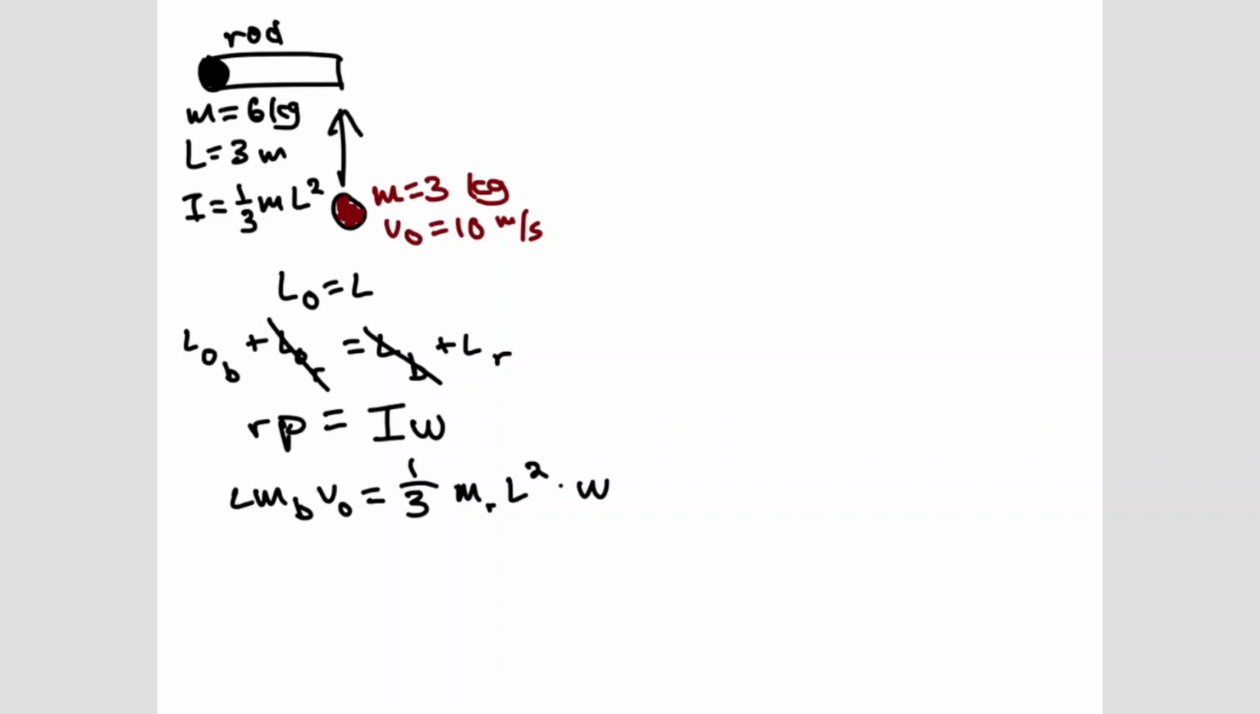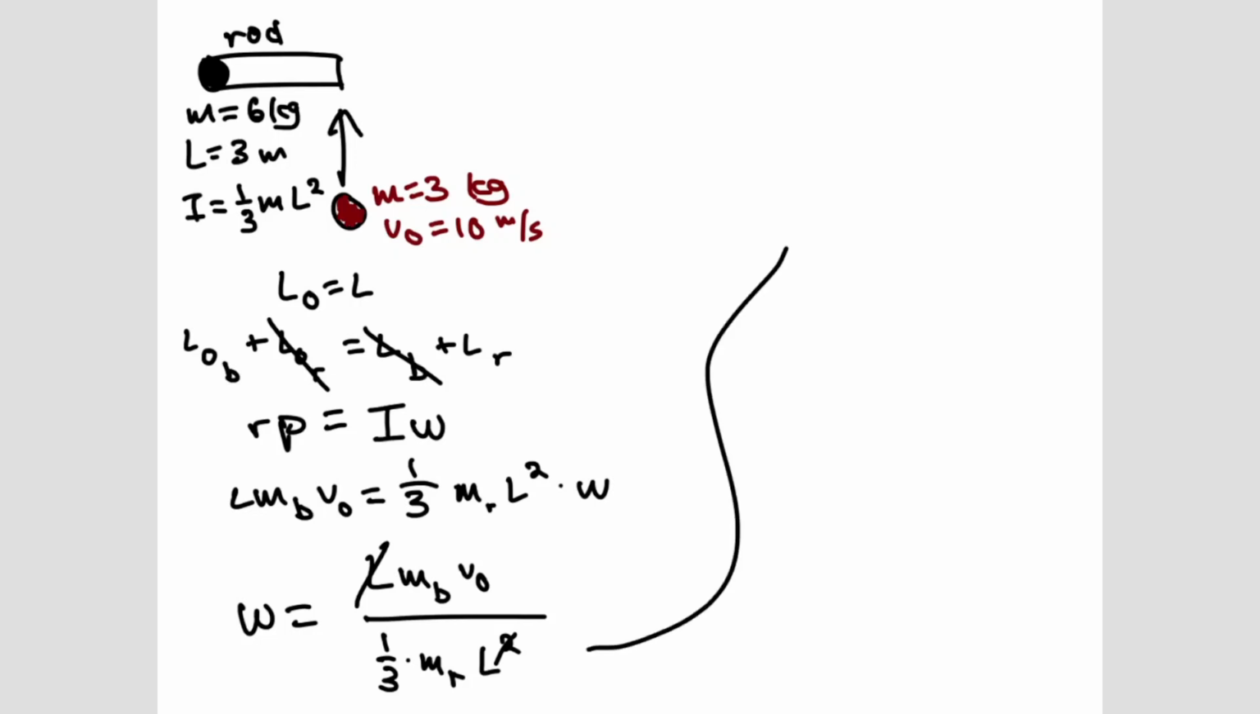Now I'm going to rearrange this equation to solve for omega. Omega is equal to L times the mass of the ball times the initial velocity, divided by 1/3 times the mass of the rod times L squared. In this case, the L on top and the square cancel out. The 1/3 in the denominator is just a 3 in the numerator. So now I have omega is equal to 3 times the mass of the ball times the initial velocity over length times the mass of the rod. I don't know why I started writing out ball and rod in full terms instead of just using B and R, but oh well, we'll go with it.